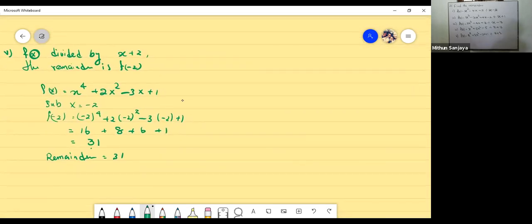Okay. Now we write the next question. Question number 3. Q3. Okay. Write down. Let f(x) equal x cube plus 2x squared plus ax minus 3. Let f(x) equal x cube plus 2x squared plus ax minus 3.